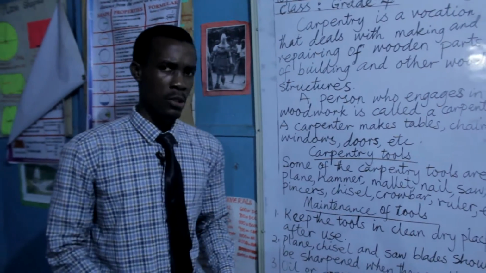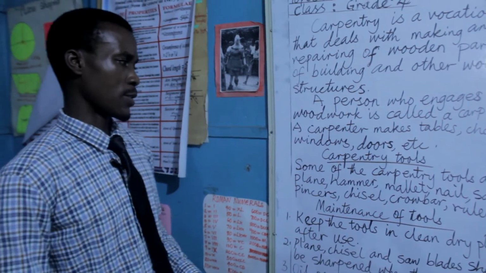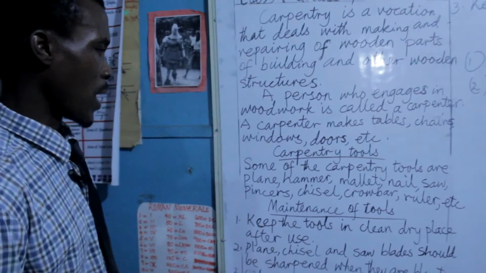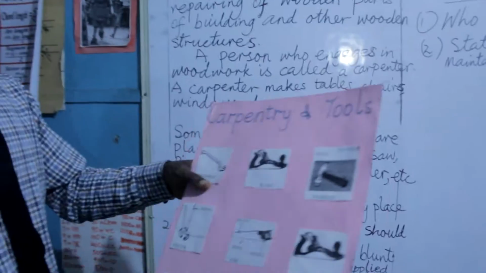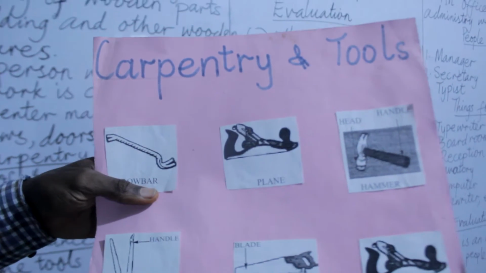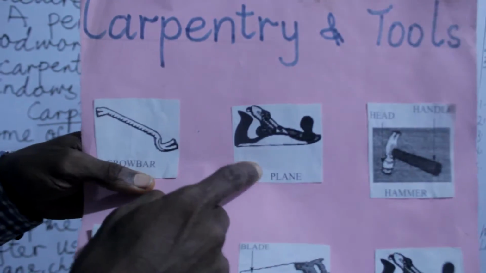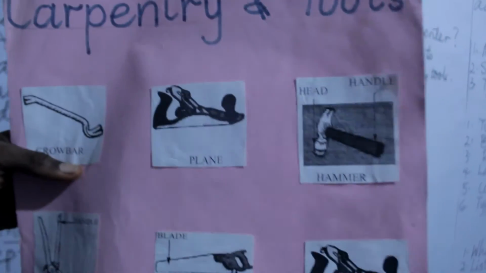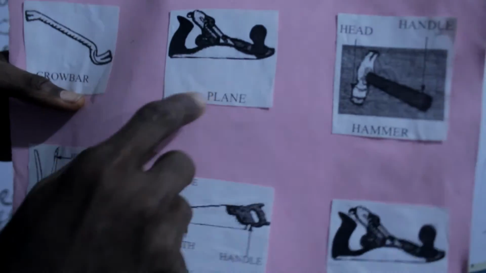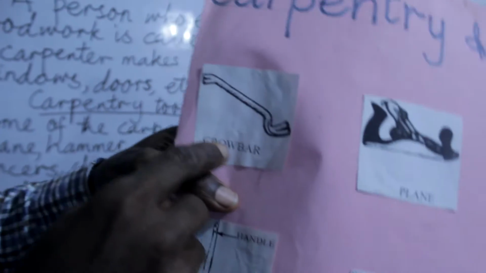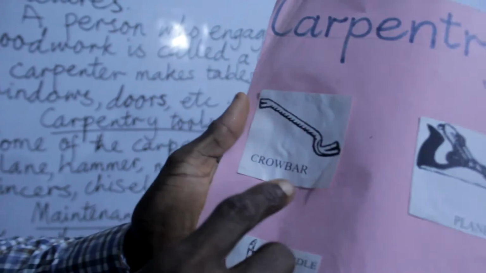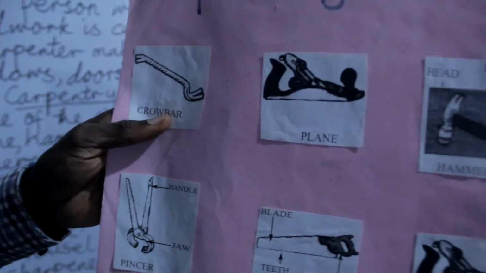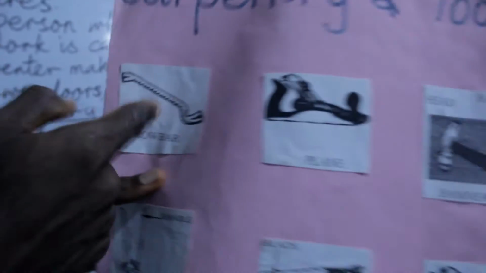Now, what are the tools used by carpenters, or tools used in the work of carpentry? Number one, we have the plane. If you look at this chart before you, this one represents a plane. It is used for smoothing the wooden surface. And look at this one. It's called a crowbar. We use it to remove fixed objects on a wooden substance. For instance, when a nail is stuck to a wooden structure, you can use a crowbar to remove it.